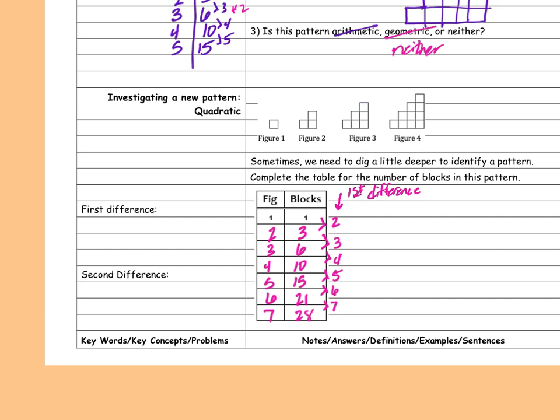Right? Because 3 minus 1 is 2. 6 minus 3 is 3. 10 minus 6 is 4. 15 minus 10 is 5. 21 minus 15 is 6. 28 minus 21 is 7. Does everyone understand that? Please thumbs up something. That's a first difference. That's how we find out what my common difference is. First difference is finding, that's a good way to put it, finding the common difference, right? My common difference, which we've been doing for a couple weeks now.